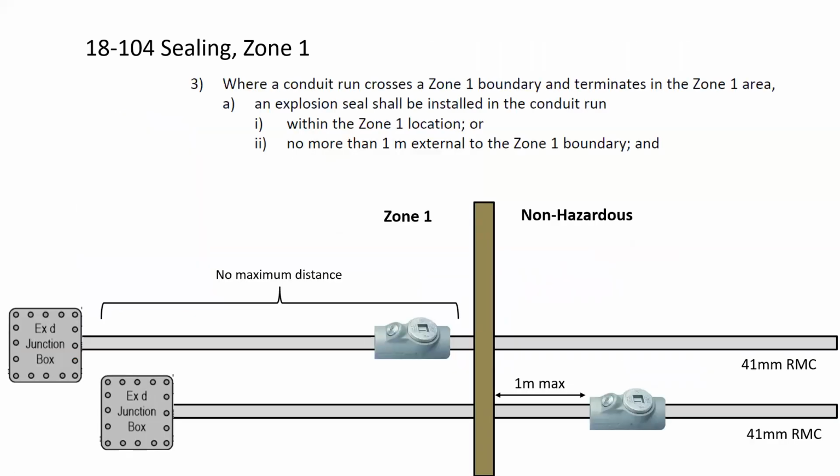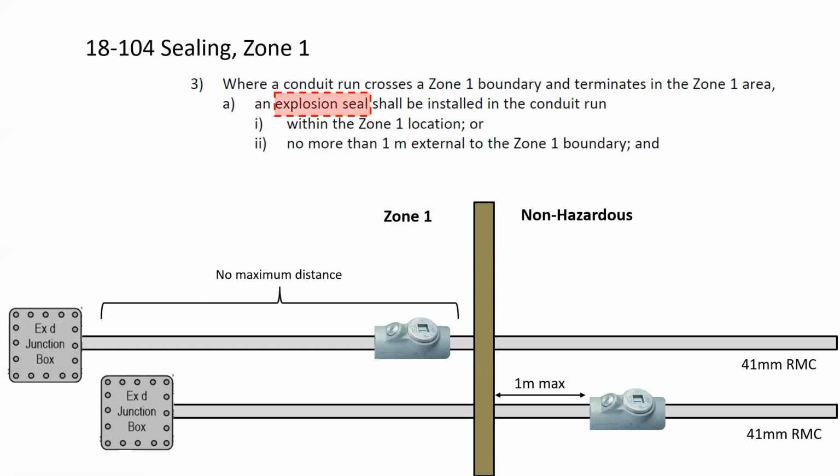Subrule 3 indicates that we need to ensure there are explosion-proof seals when the conduit crosses a Zone 1 boundary and terminates in a Zone 1 area. So we're going from non-hazardous to hazardous. Item A indicates the seal is installed in the conduit run within the Zone 1 location or no more than 1 meter external to the Zone 1 boundary. So it states you can really put this anywhere, and this is any size of conduit. I'm just using a 41 millimeter as an example. The rule states no maximum distance here. It simply has to be somewhere inside the hazardous location or no more than 1 meter away.